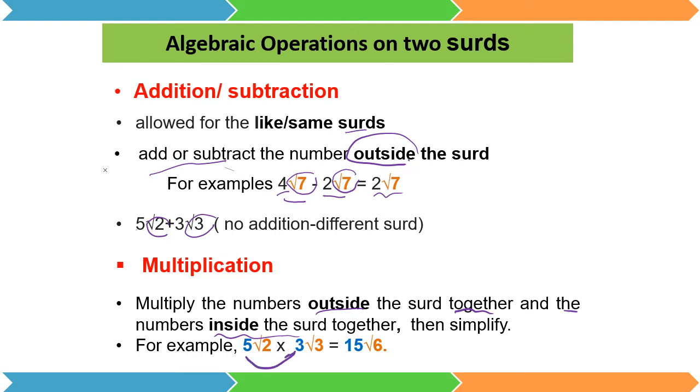So 5 multiplied by 3, we get 15. And then multiply the inside surd together. We still keep the surd. So we have 2 multiplied by 3, 6. So it is surd 6. Okay?